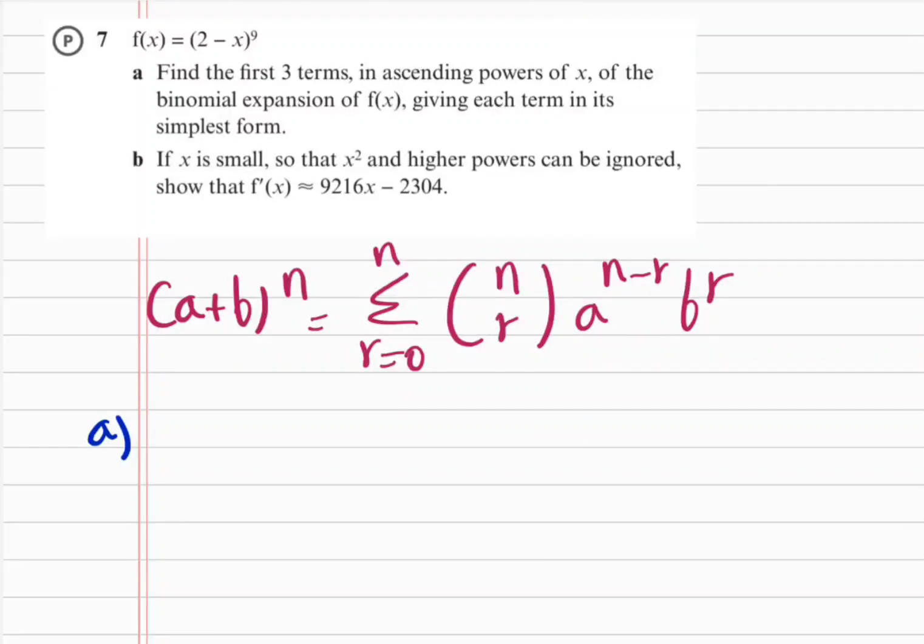Hi everyone, this video is on exercise 12 question 7. So we have the function f of x, which is (2 minus x) to the power of 9, and in part A we want to find the first three terms in ascending powers of x using the binomial expansion of f of x.